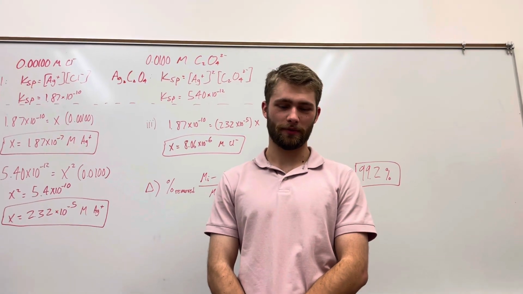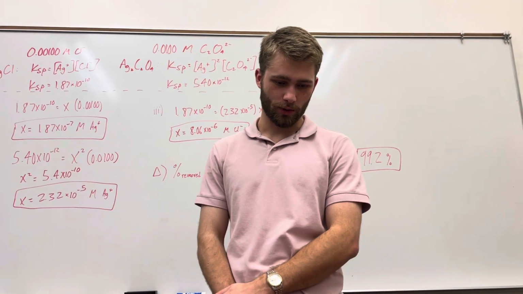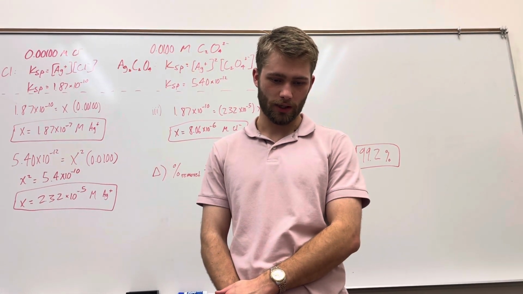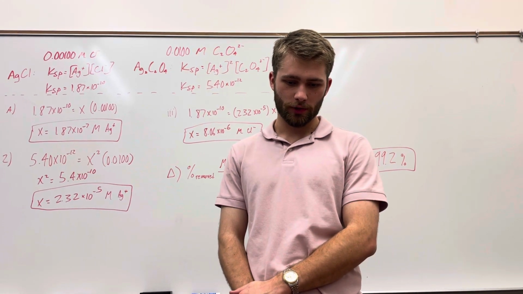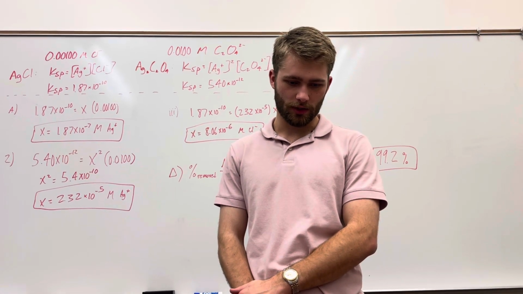This is the solution to chapter 15 video assignment 1. The question asks, you have a solution that is 0.01 molar chloride and 0.01 molar oxalate. Your job is to remove the chloride and keep the oxalate. You decided to use selective precipitation with silver.